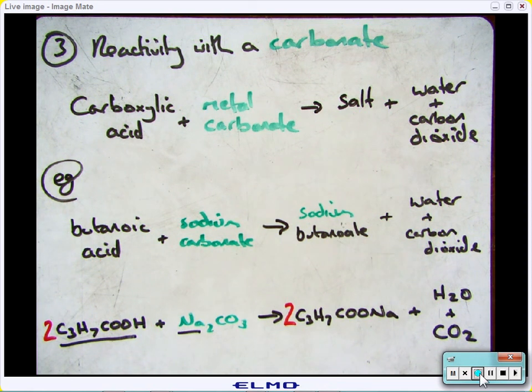The final thing is that litmus paper, blue litmus paper will always turn red, and universal indicator will always turn orangey red. So again, exactly the same as any other acid.